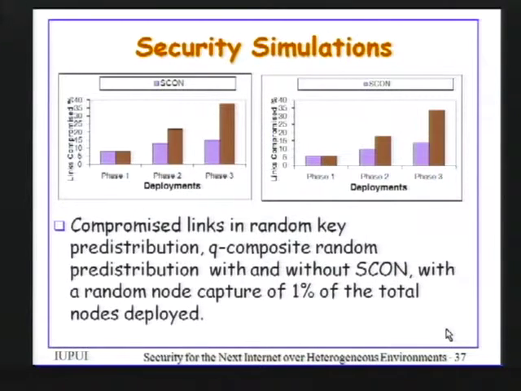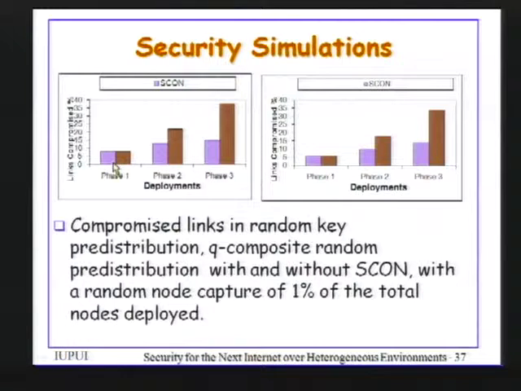So here are some experiments, some simulations, in which we apply our scheme over different other schemes. This part is regarding random key predistribution, and this other figure is Q-composite random predistribution of keys. The red one is the scheme itself, and the blue one is when we apply our scheme, and this is the percentage of links compromised.